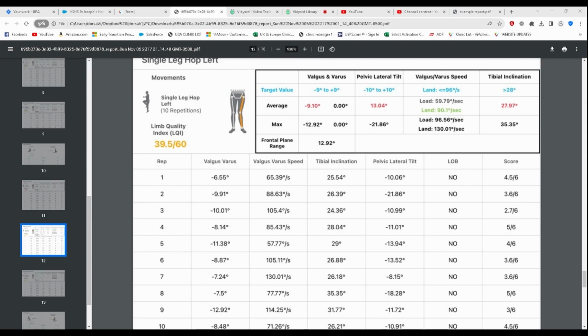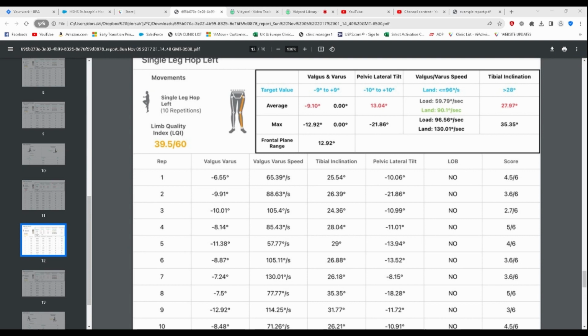The target value for pelvic lateral tilt is less than 10 degrees. Negative values indicate left hip drops or to the left. Positive values indicate right hip drops or to the right. The average pelvic lateral tilt will always be a positive number. It is an absolute value of the pelvic lateral tilt column.